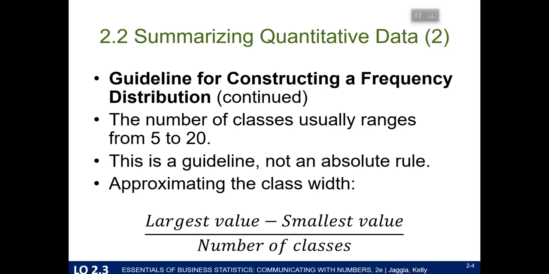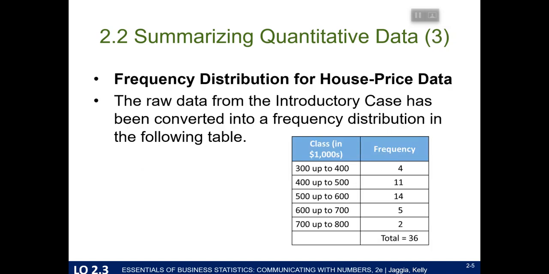One way to approximate the class size is to take your largest value minus your smallest value and divide that by the number of classes you have decided on. For example, we decided to break it up into 5 classes, starting at 300 and going up to 800,000. So that's 800 minus 300, divided by 5 classes, which means we should have $100,000 in each class, and that makes sense for our data.